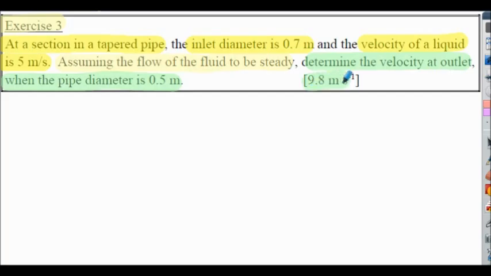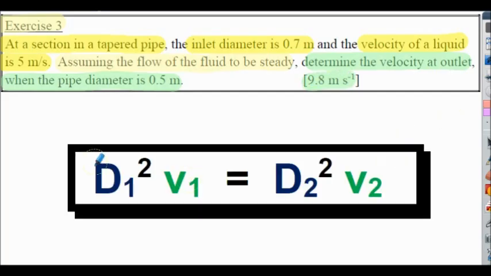We're given the outlet diameter here. So essentially we need to apply this equation for continuity between the inlet and the outlet. I would encourage you to stop the presentation and try to determine the velocity at the outlet, V2. The full worked solution is shown on the following slide.